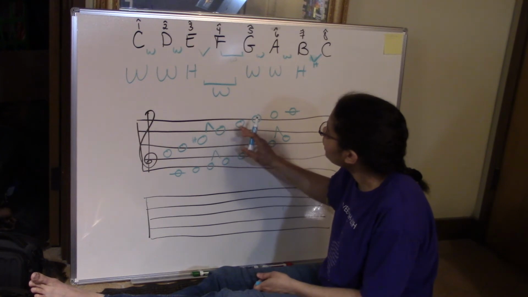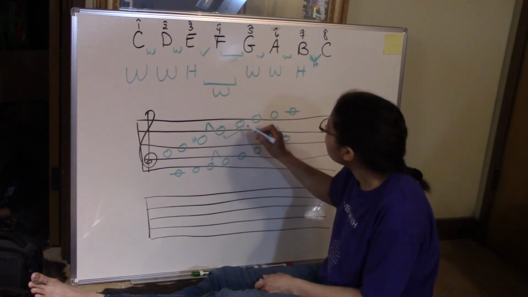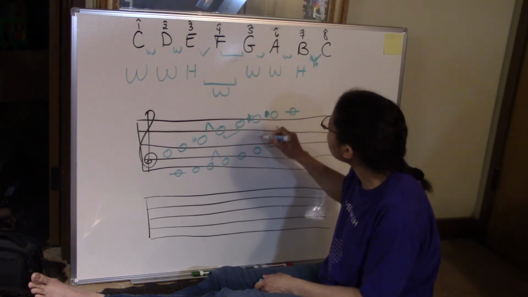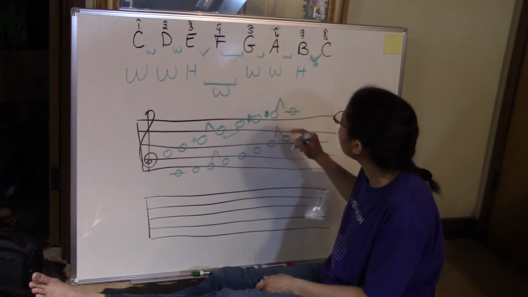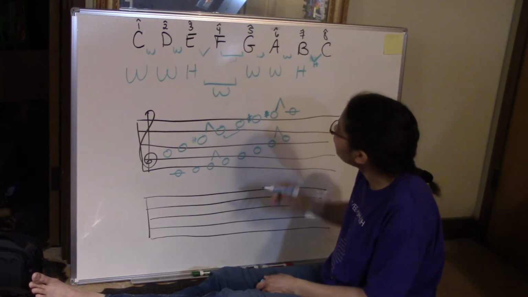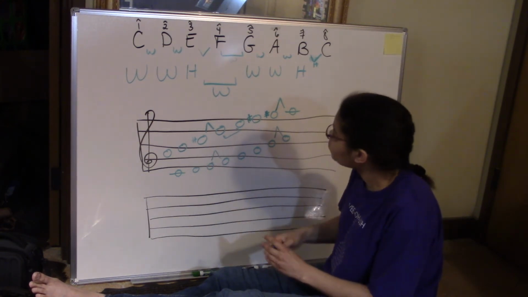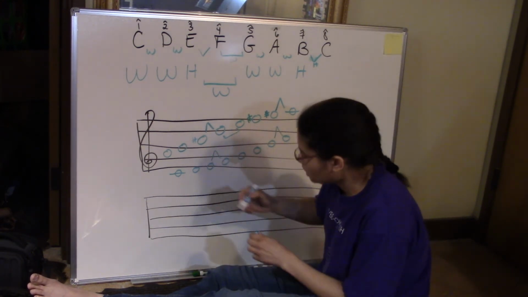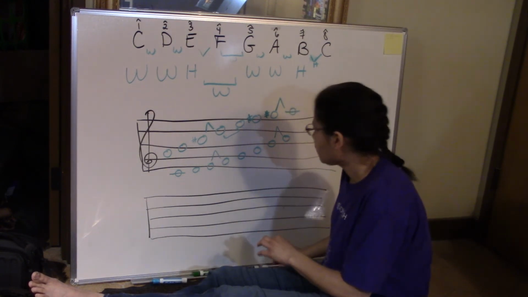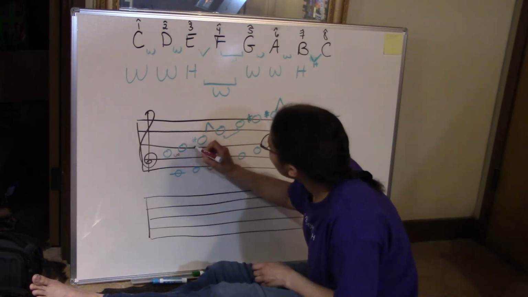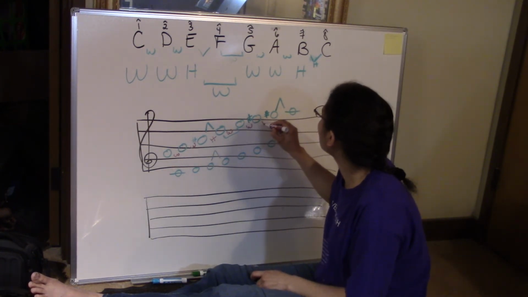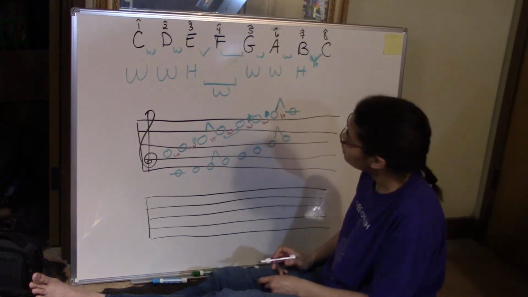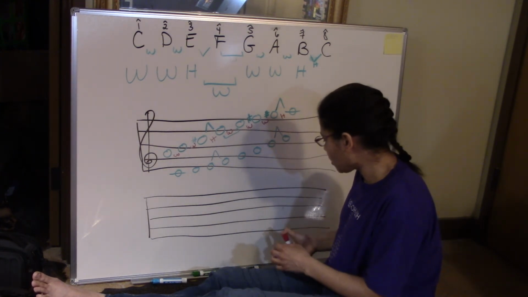Then D to E is our whole step connecting. Then E, this has to be F sharp to get a whole step. This has to be a G sharp to get another whole step. And then my half step is right here between G sharp and A. So that is why A has 3 sharps, because I'm trying to keep these relationships the same. Whole, half, connected by a whole, half.